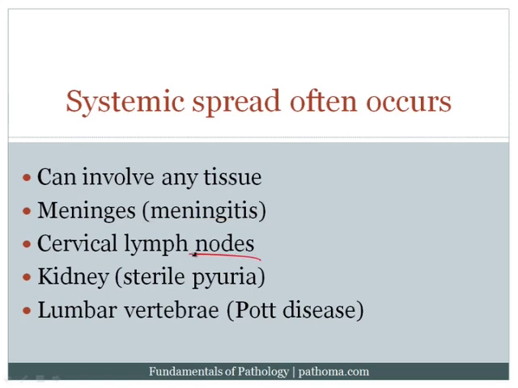It can also involve the cervical lymph nodes. The most common organ to be involved is the kidney, and when it involves the kidney, it often produces a sterile pyuria. And finally, when it goes to the bone, we call that Pott disease, in particular when it involves the lumbar vertebral bodies. And so these are some of the key sites of spread outside of the lung. That concludes our discussion of pulmonary infection.